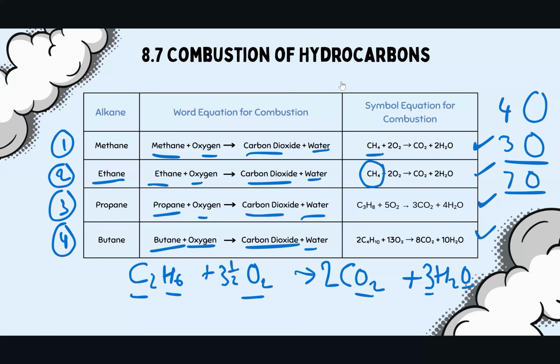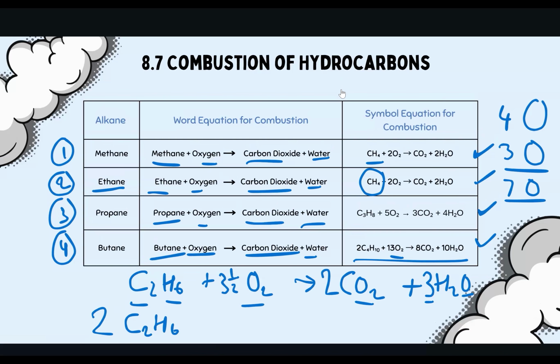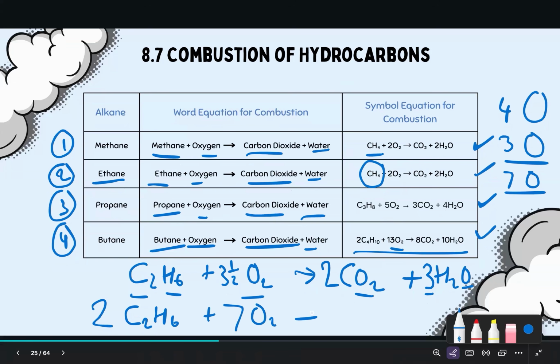Now, when you're doing combustion, you can write your answer as halves. It's not a problem. You can write 3.5 oxygens, or you can just double the whole thing. That's what's happened here. That's why we've ended with 13 oxygens, because the whole thing's been doubled. So if we were to double everything, then we would have 2 C2H6, and one person's already given me the answer. Excellent, well done. That's correct. Plus 7O2 becomes 4CO2 plus 6H2O.